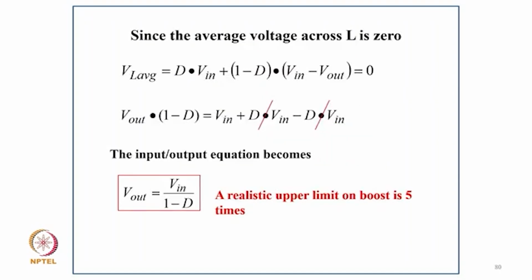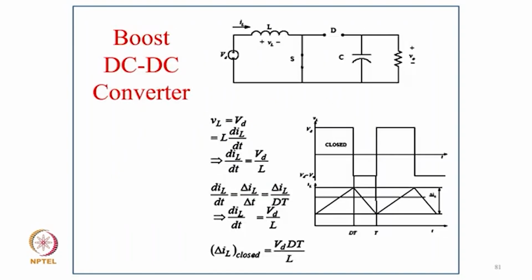Now coming to the average voltage across the inductor, which is 0: VL average equals D into Vin plus 1 minus D into Vin minus Vout equals 0, or Vout into 1 minus D equals Vin. So the input-output equation becomes Vout equals Vin upon 1 minus D. A realistic upper limit to the boost is 5 times. Now coming to the different modes of operation.